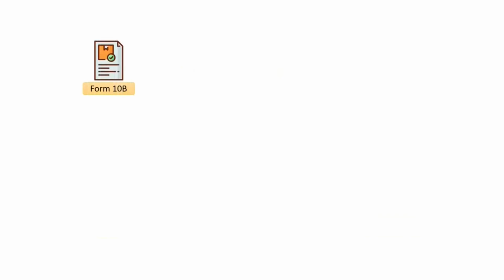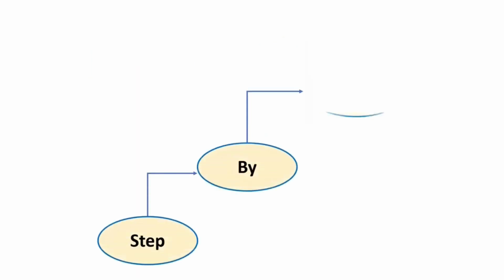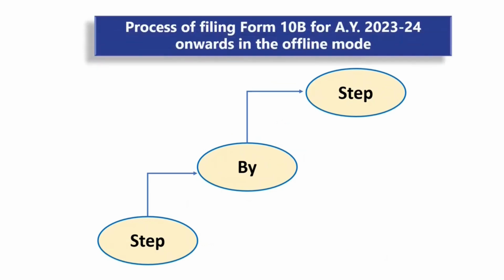Post filing of the form, the submitted form can be downloaded from View File Forms functionality for both CA as well as auditee login. Let us now see step by step the process of filing Form 10B for assessment year 23-24 onwards in offline mode. You may refer to the offline utility user manual to learn more.